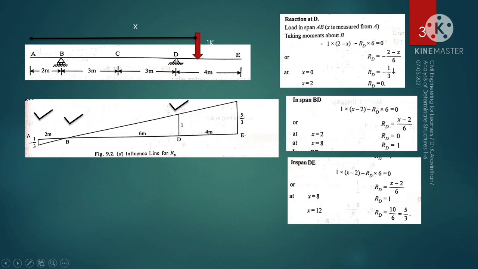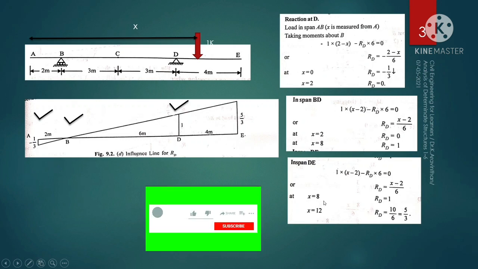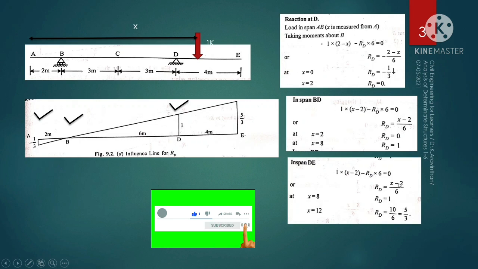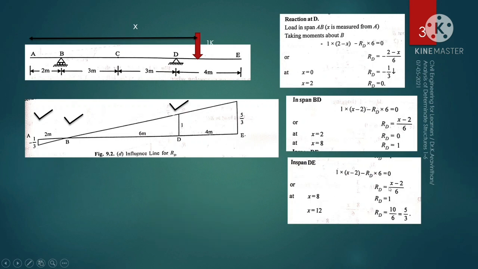If I substitute the coordinates, D is 8 meter and E is 12 meter. So 8 and 12 will be substituted in this equation. If I substitute 8, 8 minus 2 divided by 6 is 1. So RD will be 1 at the coordinate 8, and at 12, 12 minus 2 will be 10 by 6, so 10 by 6 will be 5 by 3. So here I will get 5 by 3 at the coordinate 12. Now all the influence line points are connected and you will get a drawing like this.